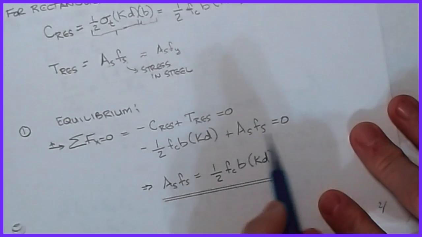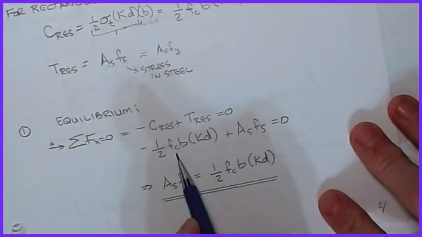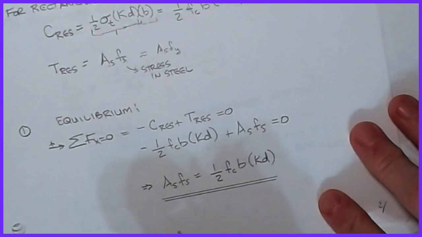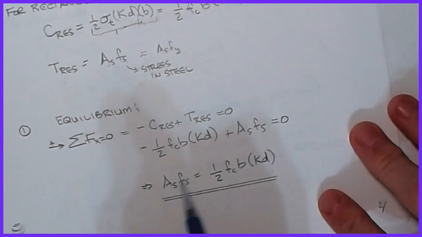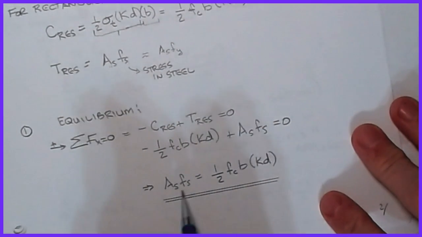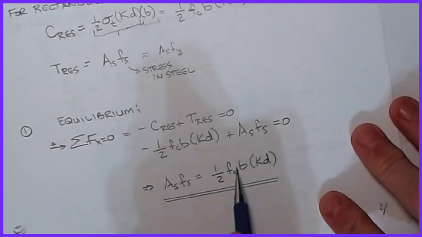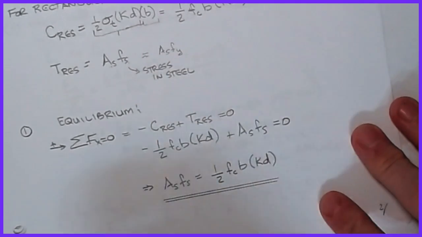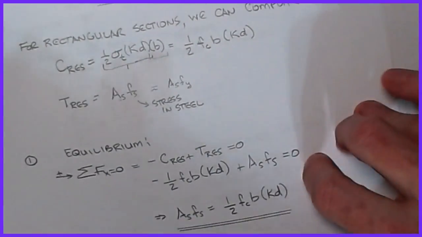So if we assume that this is going to yield, then I can find the corresponding stress that occurs in the concrete, and I can check it against its corresponding limit. So all I've done is I've basically taken that equation and done a little bit of rearrangement of that. So A_s f_s is equal to 1/2 the stress in the concrete times b times that kd distance. That's how we handle our elastic flexural stresses here.